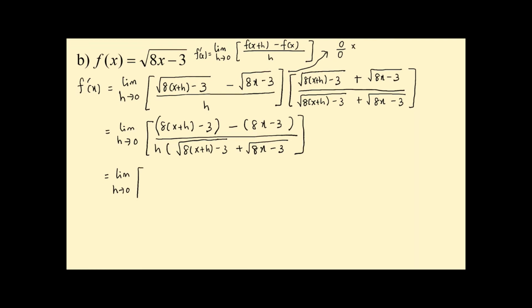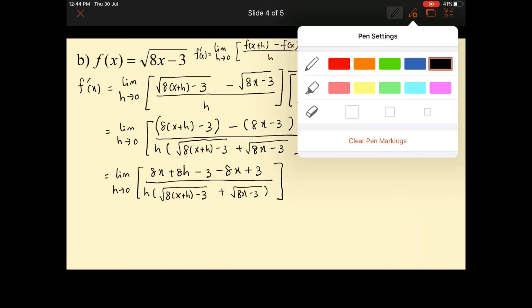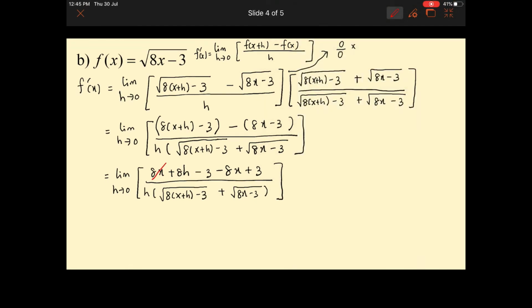Now try to open up your bracket and simplify everything that you can. So we will have 8x plus 8h minus 3 minus 8x plus 3. Once again, denominator part, you don't do anything but just copy it back, or else it will be too complicated and you will stop after that. So check if there is anything that you can cancel out. So obviously 8x you can cancel out, and 3 also you can cancel out.